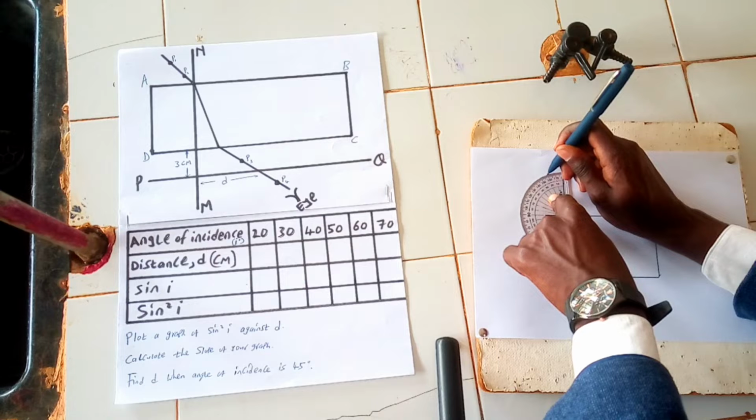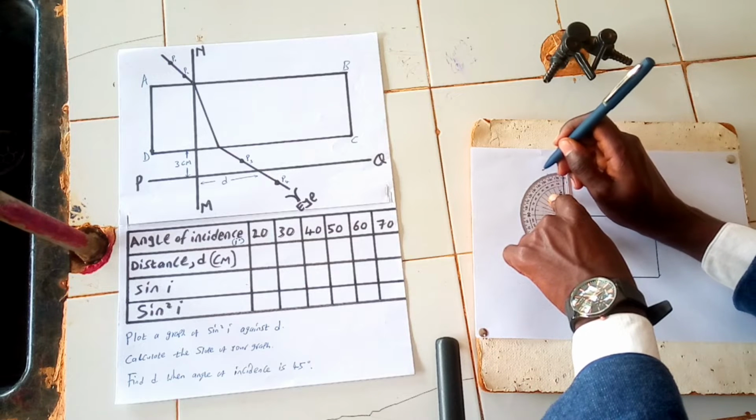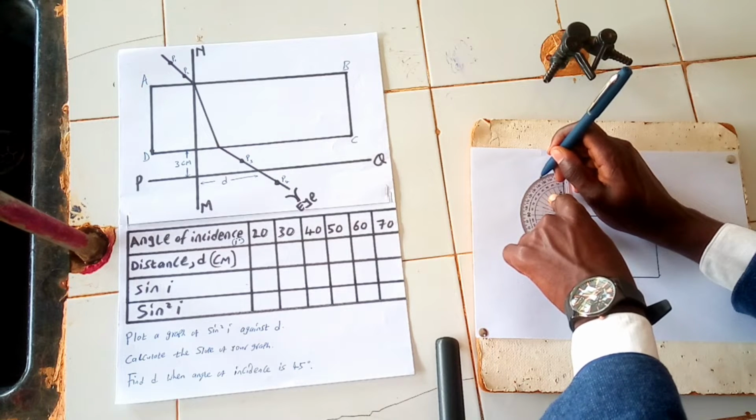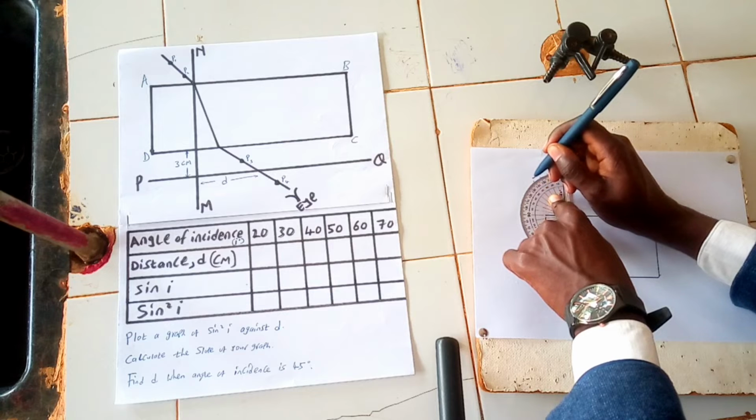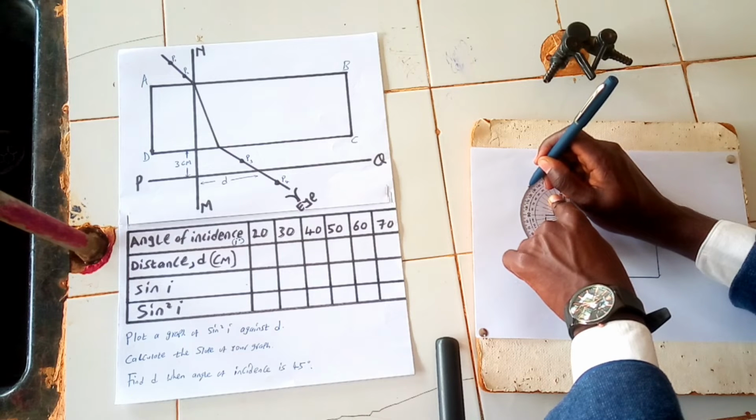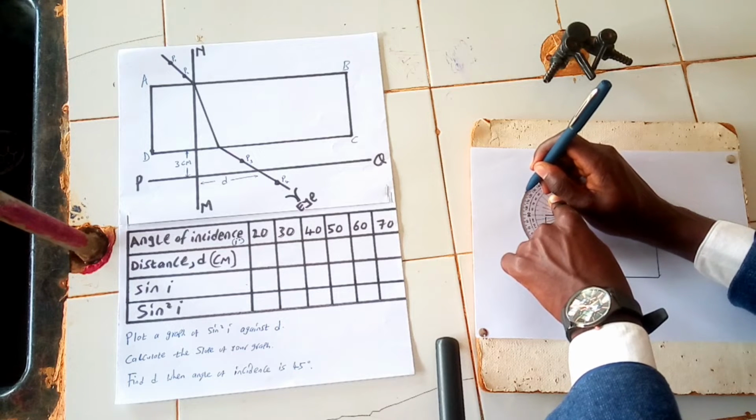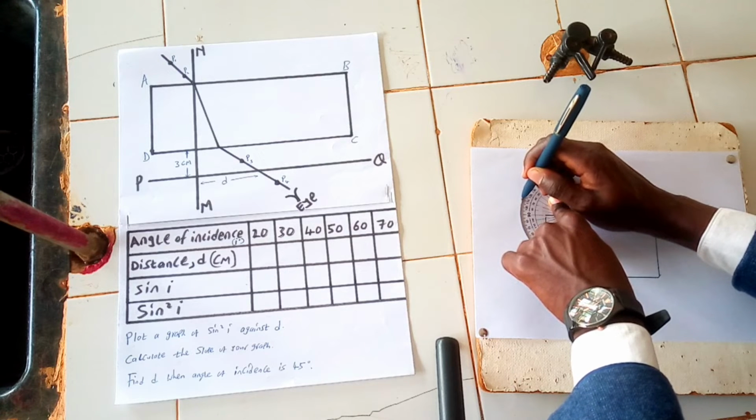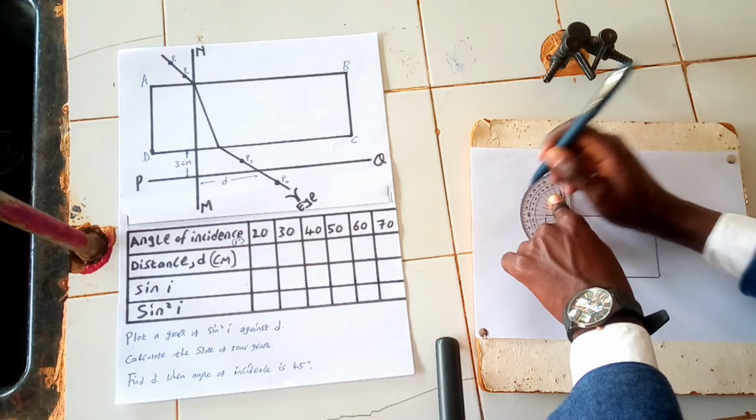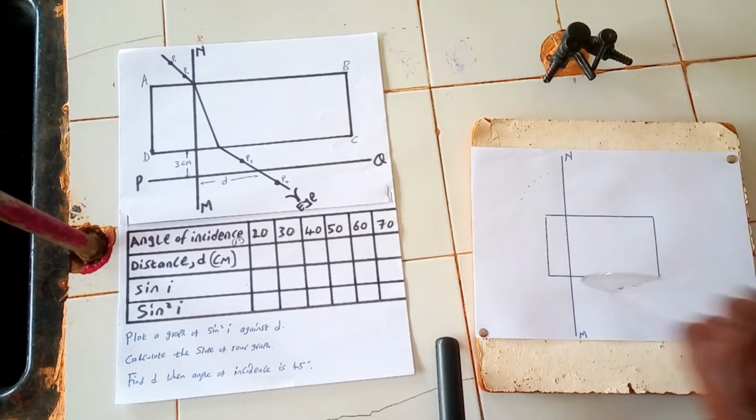So 20, 30, 40, 50, 60, 70. Those are the angles.